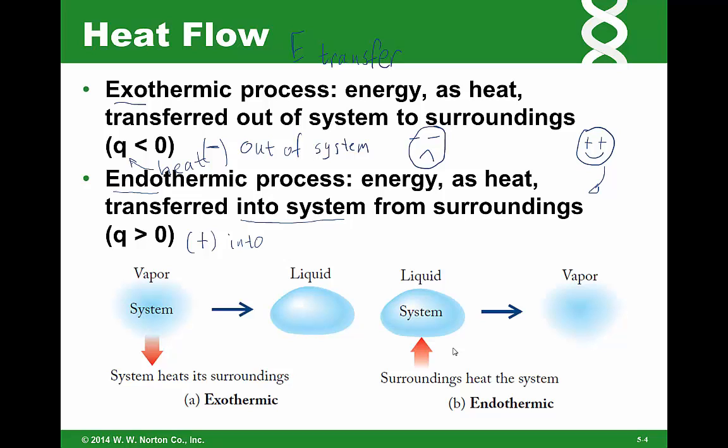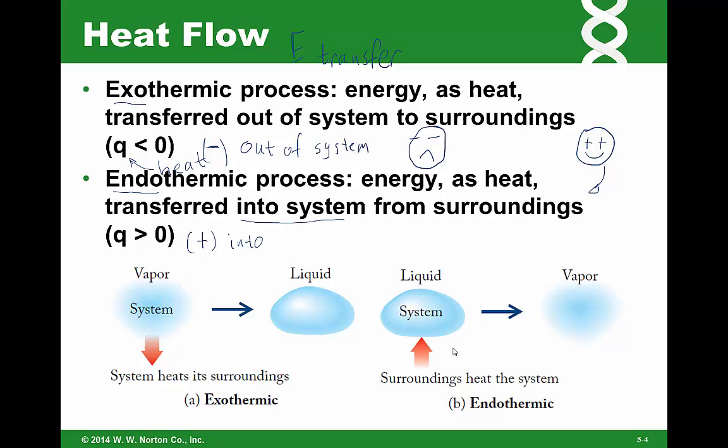Okay, so let's look at some specific examples of endothermic and exothermic processes. So in this case, let's look at this one first, actually. So we've got some liquid. Let's imagine we've got a droplet of water here. That's our system. So what we're going to do to that droplet of water is we're going to drop it on a hot skillet or a hot plate, and so heat is going to go from the surroundings, that hot plate, into that liquid water droplet.